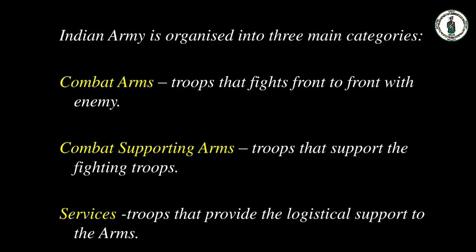So the Indian Army is mainly organized into 3 categories. First is combat arms. These are the troops that fight front to front battle with the enemy. Then the second category is combat supporting arms. So these are the elements that support the fighting troops, that is the moving elements. Then the third category is services. So these are the troops that provide logistic support to the arms. Now let us discuss all these step by step.